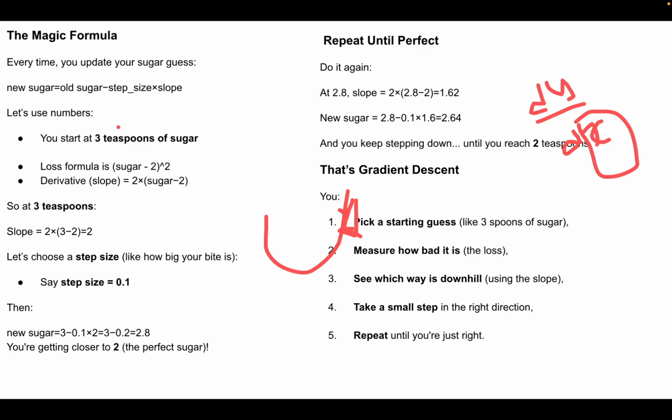So now the step size is what we call the learning rate, right? That's what we call the learning rate. How big are we going?